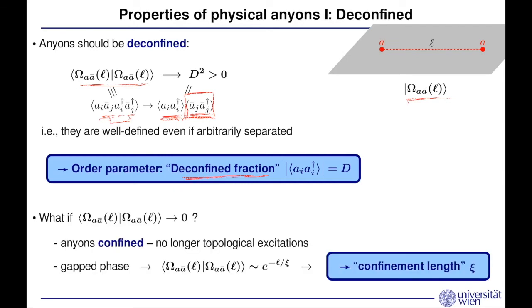And the other thing is that it could be that this thing, when it factorizes, actually goes to 0. It doesn't go to a constant. Then we would argue the anyons are confined. You can't separate them. So they are no longer topological excitations. But since it's a gapped phase, this correlation function will go to 0 exponentially. So we can extract a confinement length, or a typical length scale by which I can separate these objects.